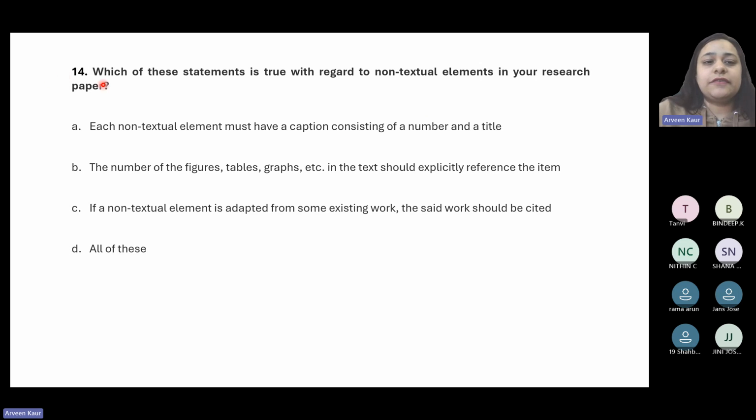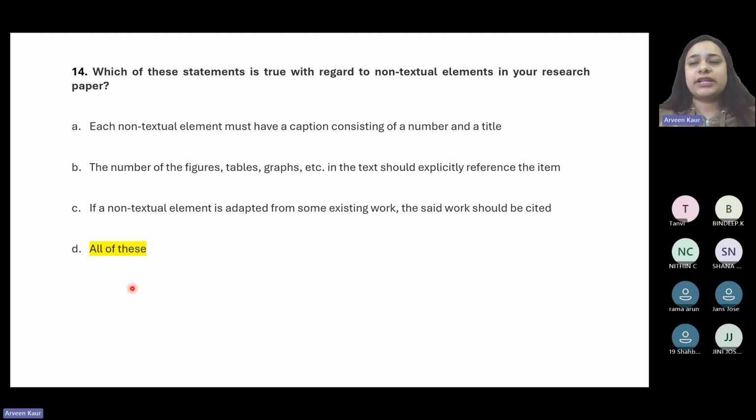Then question number 14. Which of these statements is true with regard to non-textual elements in your research paper? Each non-textual element might have a caption consisting of number and a title. The number of figures, tables, graphs, etc. in text should explicitly reference the item. If a non-textual element is adapted from some existing work, the said work should be cited, or all of these. Okay, so the answer to this one also is all of these, right?